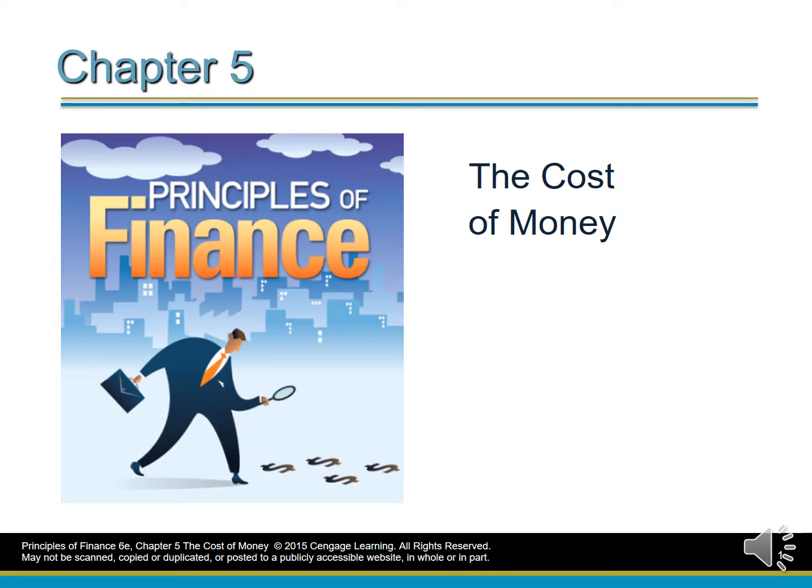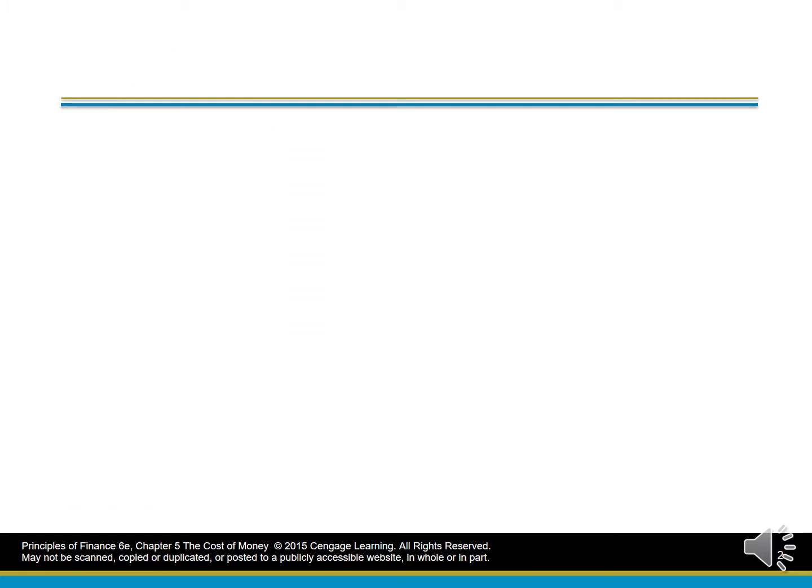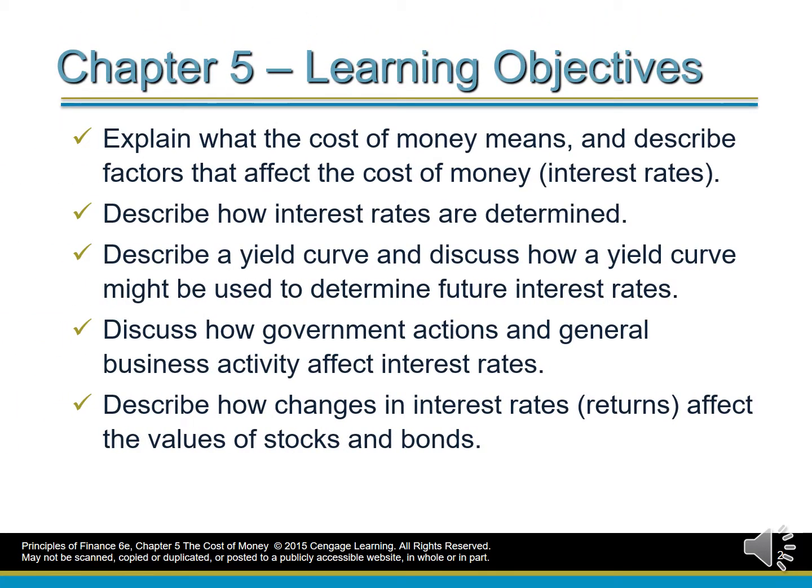Chapter 5: The Cost of Money. Learning Objectives. Explain what the cost of money means and describe factors that affect the cost of money or interest rates.